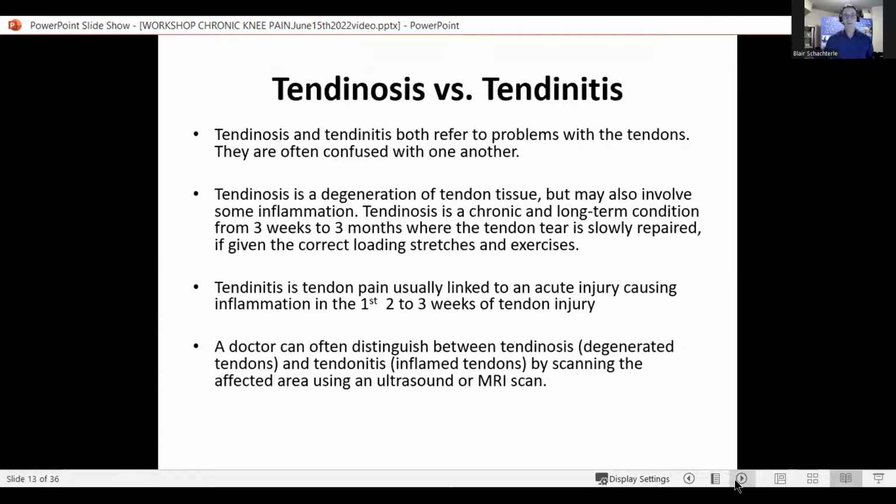And so, tendinosis versus tendinitis. Tendinosis and tendinitis are often referred to when we're talking about tendon problems, and they're often confused with one another. And I was fortunate to meet Karim Khan, and he's the guy that actually came up with the name tendinosis. So he invented that name a few years back. Tendinosis is the degenerative changes in the tendon tissue where we get mechanical breaking down of the tissue, and it's usually kind of in a more chronic situation. And it really occurs from 3 weeks to 3 months for it to be repairing itself if you're given the correct loading exercises.